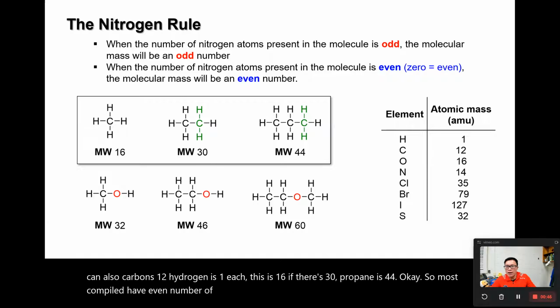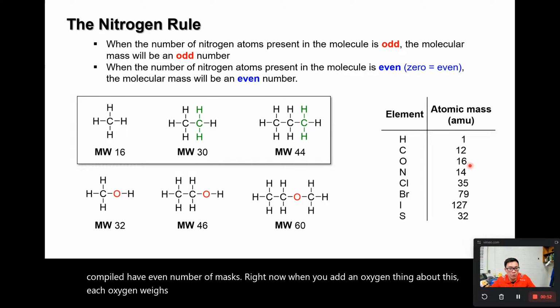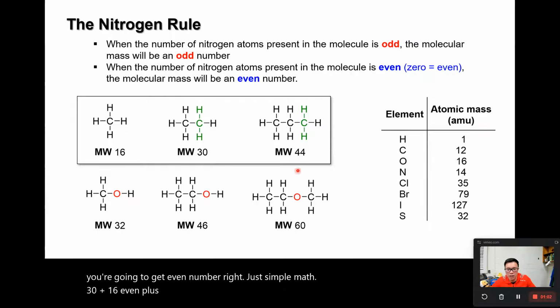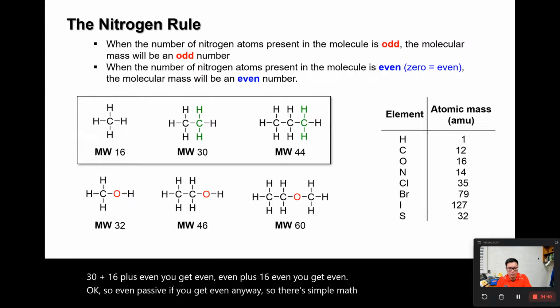All right, now, when you add an oxygen, think about this. Each oxygen weighs 16 atomic mass units. Start out with 16, add another 16, even and even, you're going to get an even number, right? Just simple math. 30 plus 16, even plus even, you get even. Even plus 16, even, you get even. So even plus even, you get even anyway. So that's simple math.